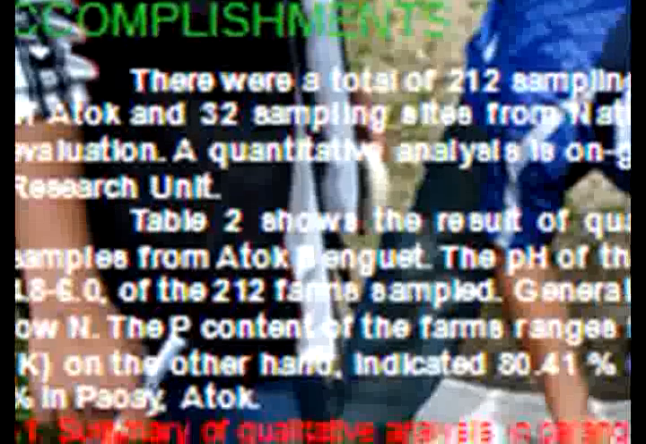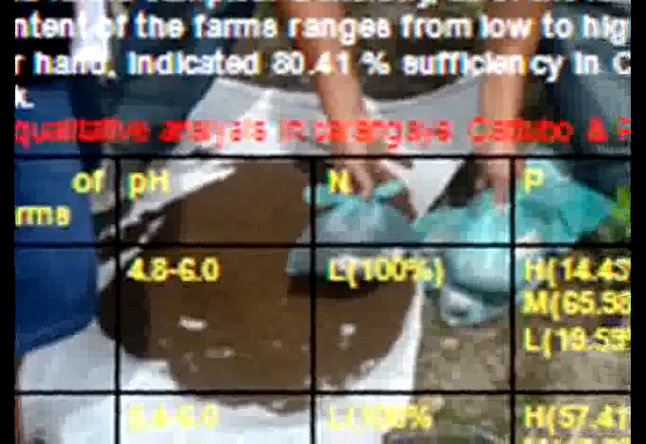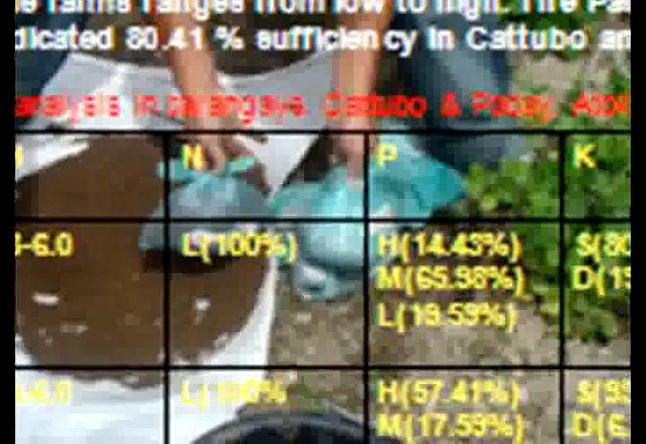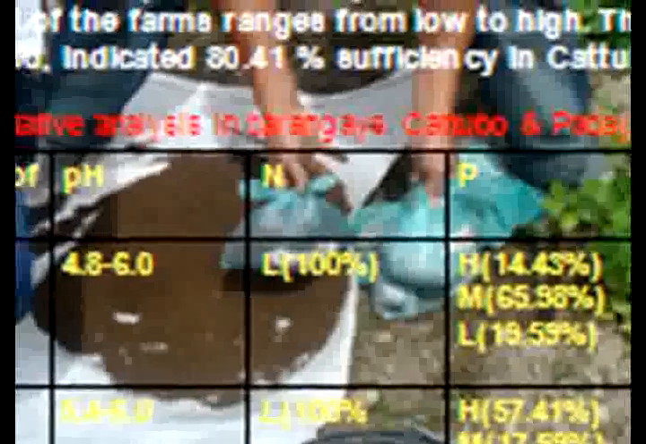The table shows the result of qualitative analysis done with the samples from Atok, Benguet. The potential hydrogen of the soil from the area ranges from 4.8 to 6.0 of the 212 farms sampled. Generally, all the farms sampled have low nitrogen. The phosphorus content of the farms ranges from low to high. The potassium, on the other hand, indicated 80.41% sufficiency in Katubo and 93.52% in Paoay, Atok.